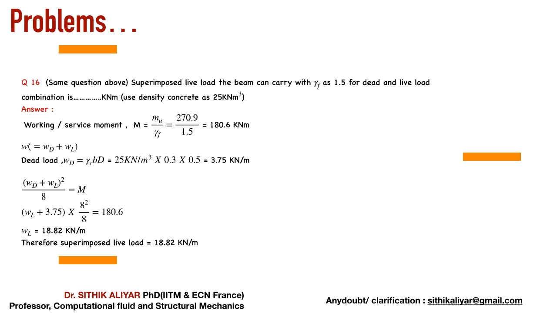And we know bending moment is WL square by 8. Since it is per meter, you will put L equal to 1. So W is nothing but dead load plus live load. You substitute everything, if you see the bending moment is 180, you will get the live load 18.82. So you can have a superimposed live load of maximum 18.82 kilonewton per meter.